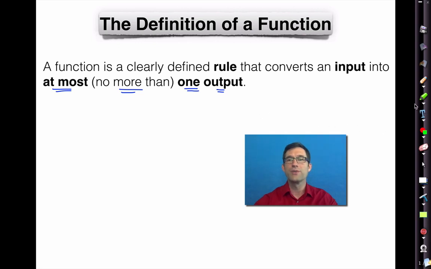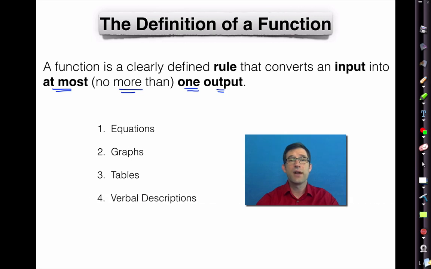These function rules have to be clear. They must be clearly defined. And the way that they're defined, often with numbers, is in 4 different ways. Some people even call this the rule of 4. Very often they're defined using equations. Sometimes they're defined using graphs. Very often they're defined using a table of some type. And sometimes they're defined using some kind of verbal description.